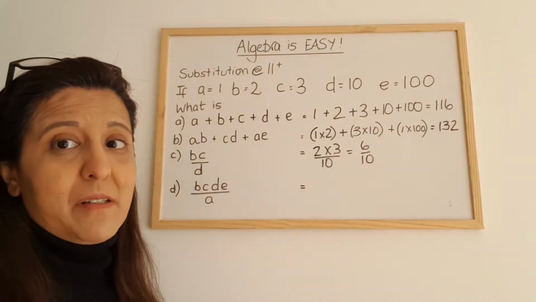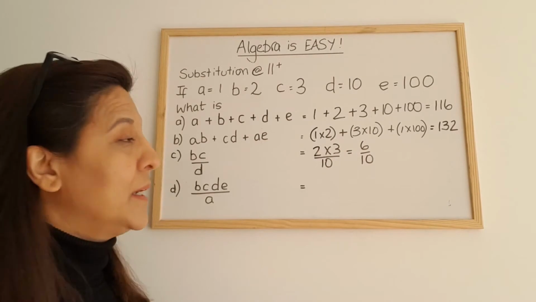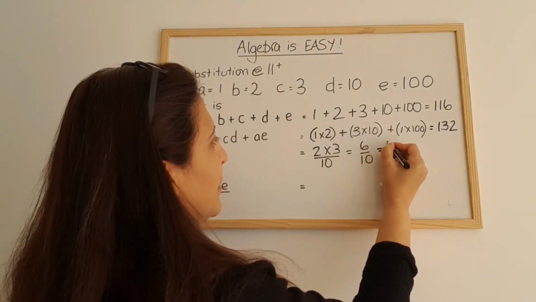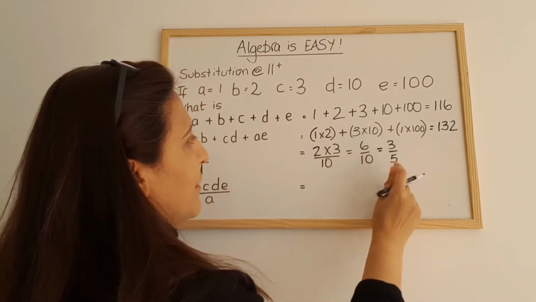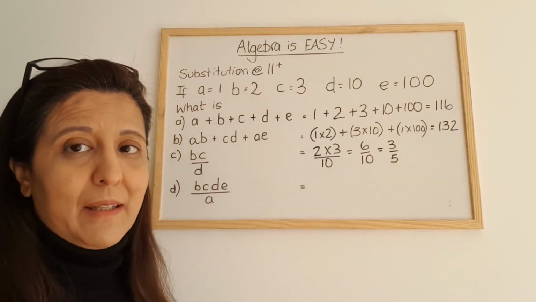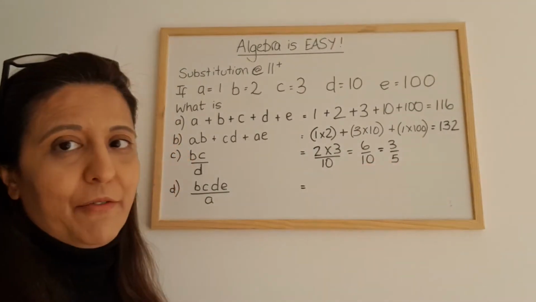We could leave the answer like that. Sometimes they'll say reduce it to its lowest form. In that case, you would divide top and bottom by 2, it would give us 3/5. That's a bit of equivalent fractions. I will be looking at that on a different video. Okay, but here we go. It's a lovely fraction.